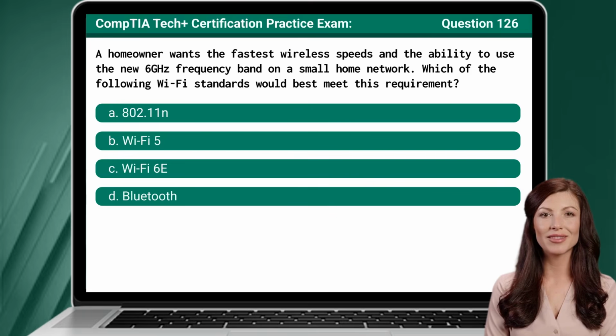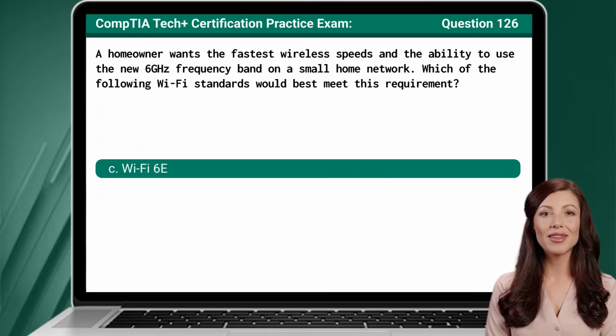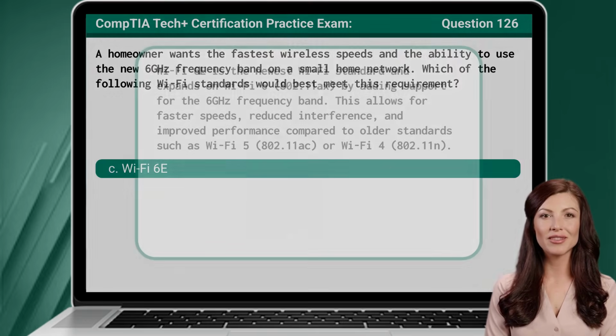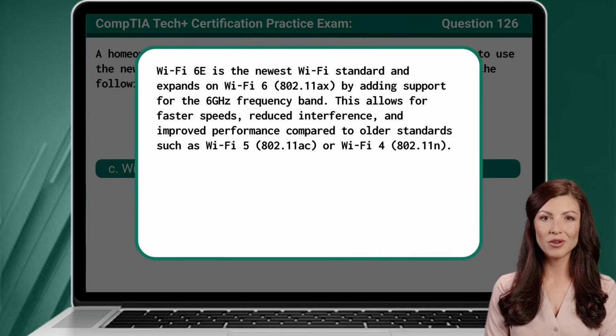The answer is C. Wi-Fi 6E. Wi-Fi 6E is the newest Wi-Fi standard and expands on Wi-Fi 6 by adding support for the 6 GHz frequency band. This allows for faster speeds, reduced interference, and improved performance compared to older standards such as Wi-Fi 5 or Wi-Fi 4.